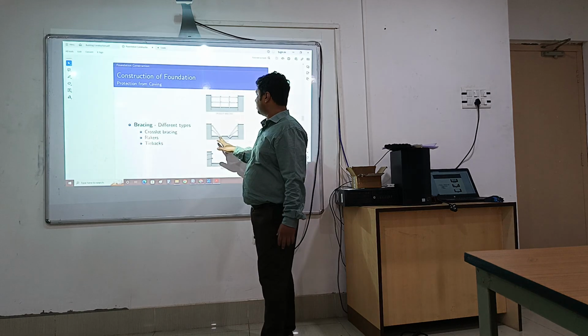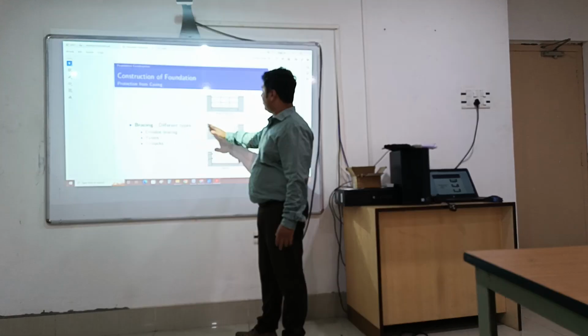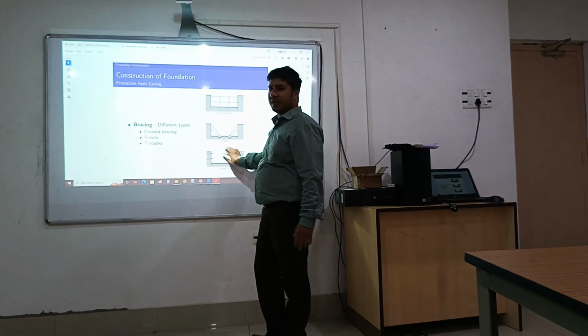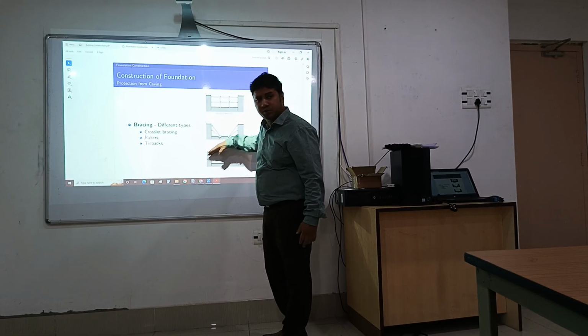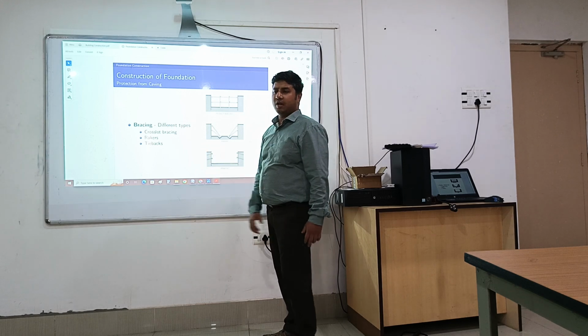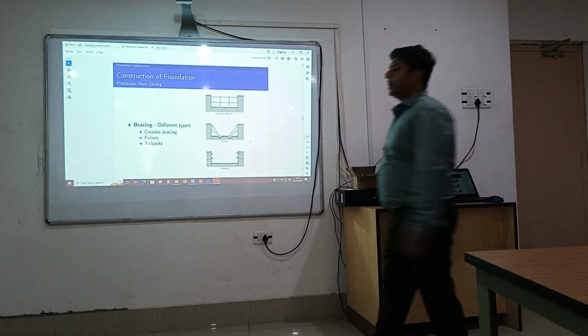We can also use racks. There will be slopes and they will be attached. There will be tie racks. To keep some space here, there will be ties which will be inserted into the ground, and in this way they will resist the fall of the ground. Understood?